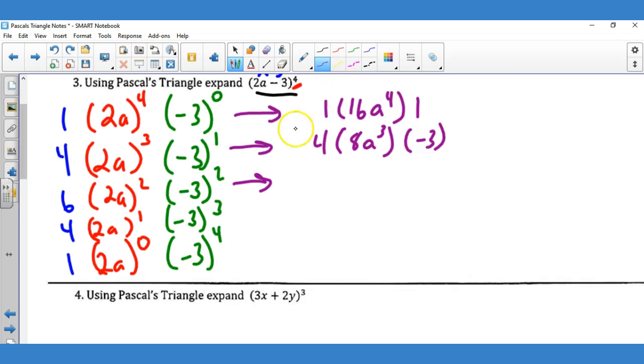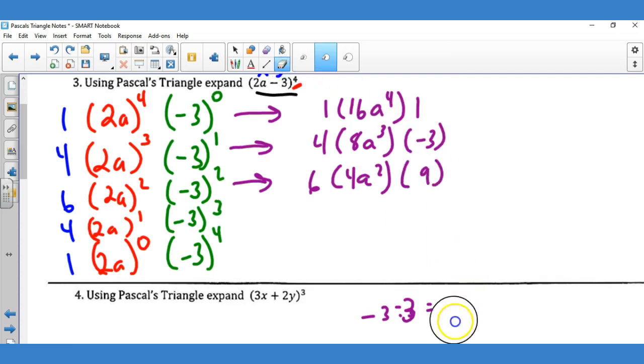Next, now we have 6, and we have 2A squared. Well, 2 squared is 4. A squared is A squared. And right here we have -3 squared. Well, -3 times -3, I'll do it right here for you. There you go, -3 times -3. Well, guys, that's +9.